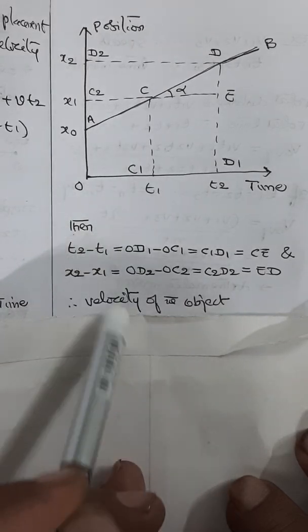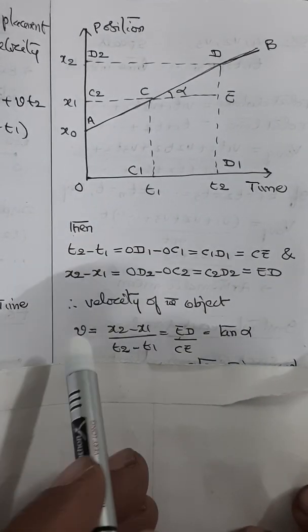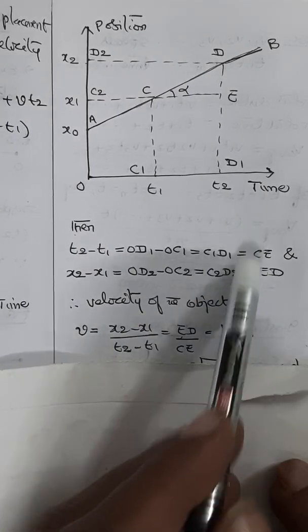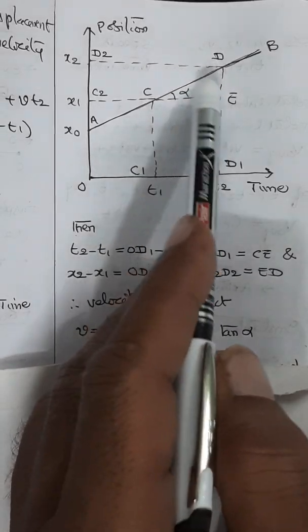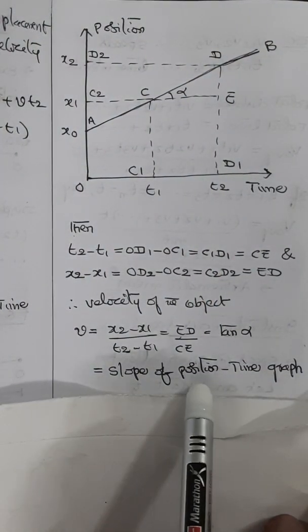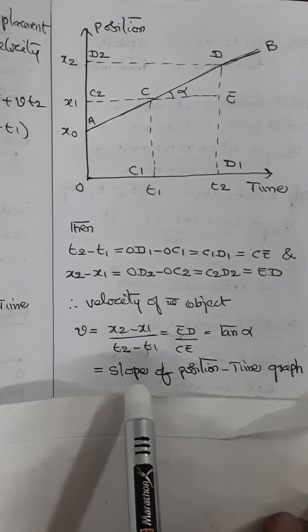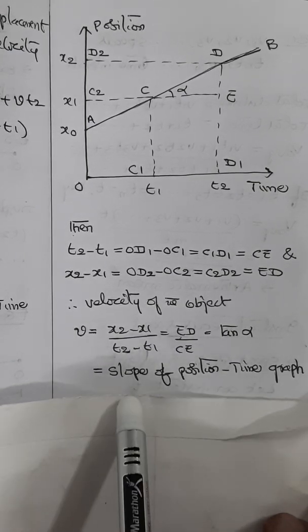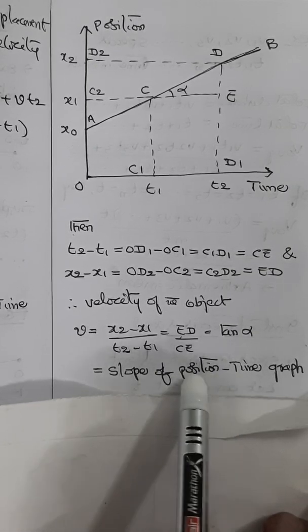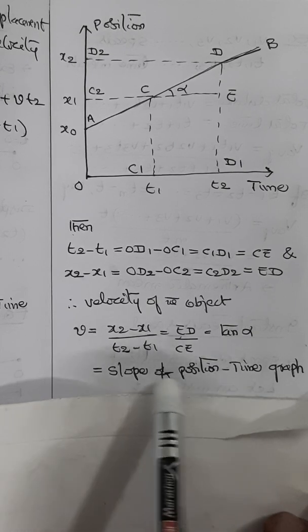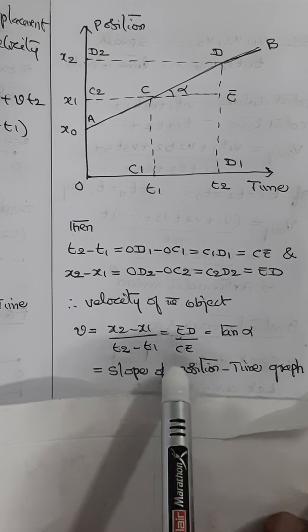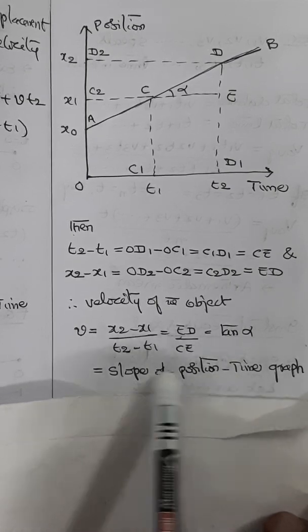So therefore, from these two, velocity of the object is what? Velocity equal to distance by time, that is x2 minus x1 by t2 minus t1. That is ED by CE, which is nothing but in this triangle tan alpha, which is nothing but the slope of the position time graph. Thus we can say the velocity of an object in a uniform motion is equal to the slope of position time graph with time axis. Hence, the importance of position time graph in a uniform motion lies in the fact that its slope gives us the velocity of the object.